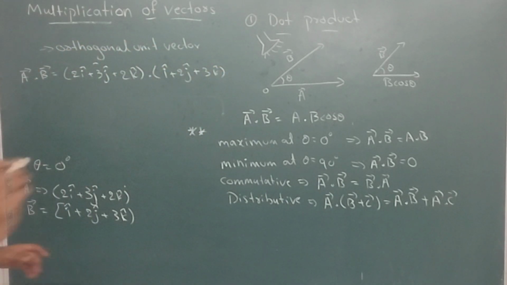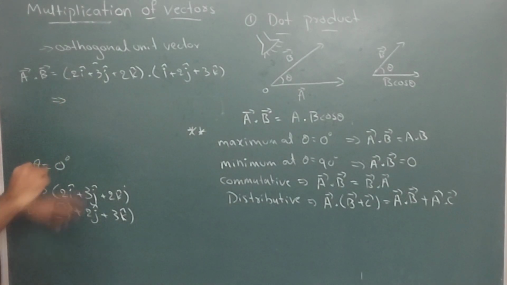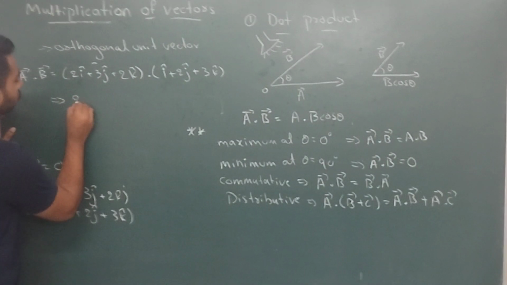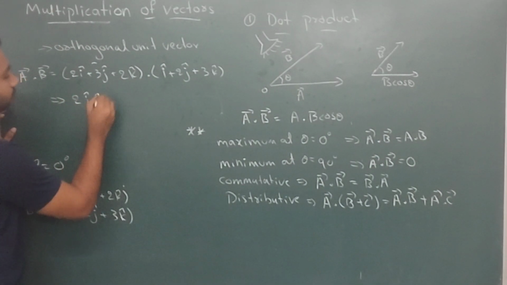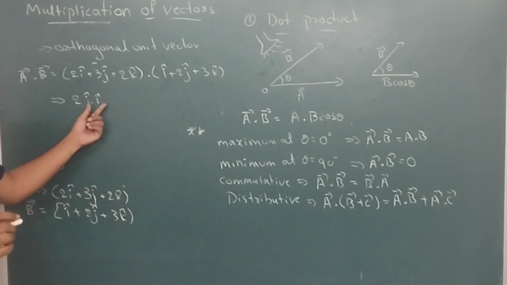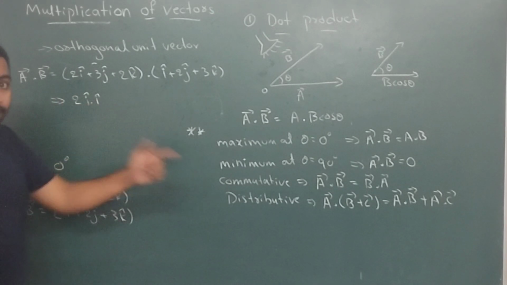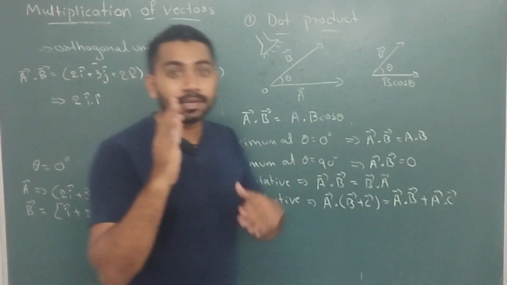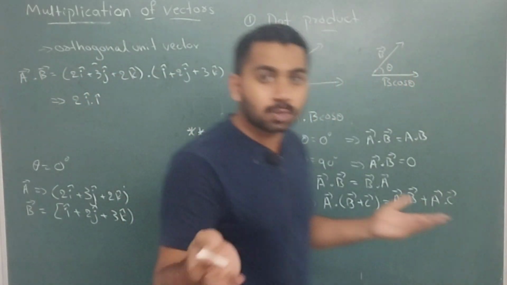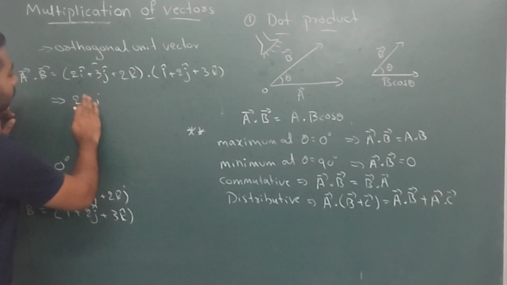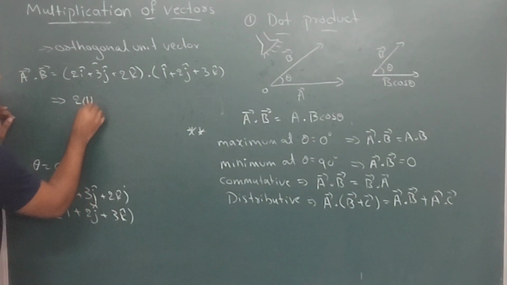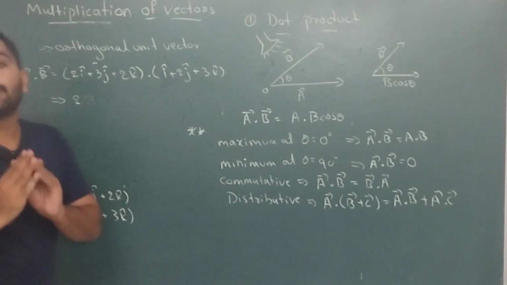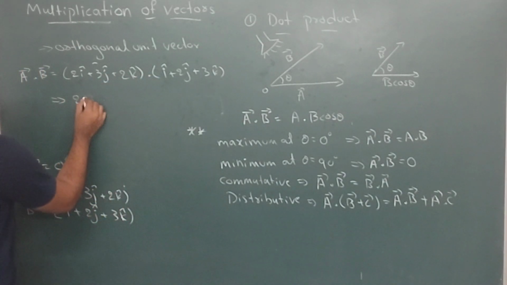Now how will we do it? First multiply this with this. 2 ones are 2, 2i dot i. Now this i into i is in the same direction. Unit vector into unit vector is 1, right? Unit vector into unit vector, the value is 1. So 2 ones are 2, i dot i becomes 1, plus.